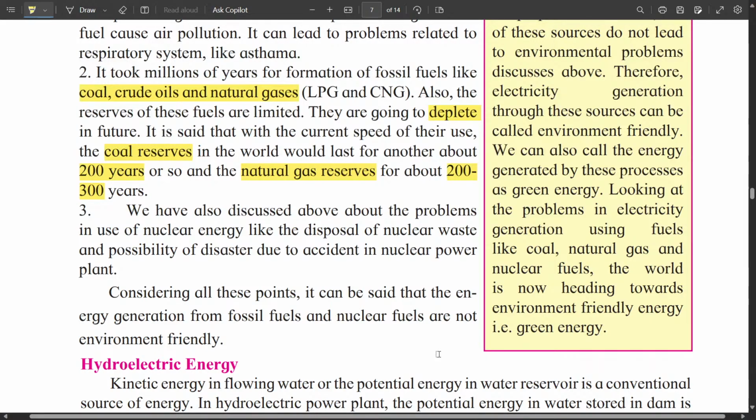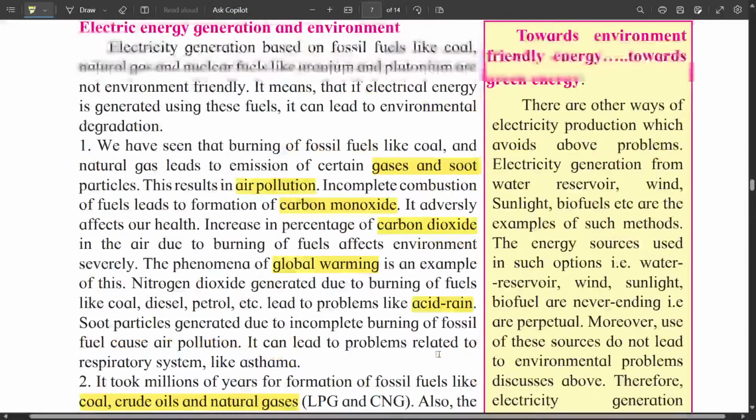Considering all these points, it can be said that energy generation from fossil fuels and nuclear fuels are not environment friendly. So what are environment friendly energy sources? There are other ways of electricity production which avoid the above problems. Electricity generation from the water reservoir, wind, sunlight, biofuels, etc. are the examples of such methods.